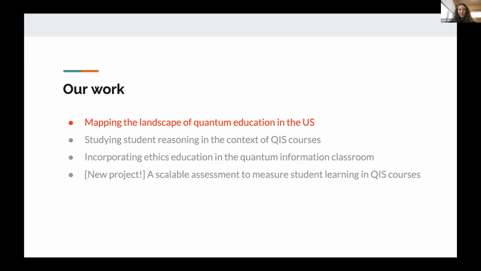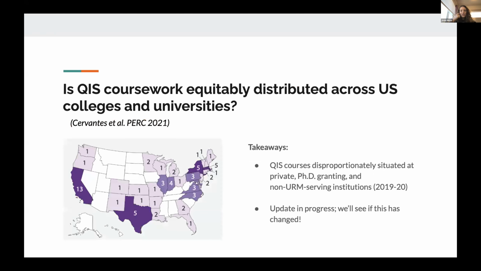So first, zooming out, landscape of quantum education in the US. So this paper is from one of my collaborators, Bianca Cervantes, asking, is quantum information science coursework equitably distributed across US colleges and universities? And sadly, the answer is not really. We've found, based on an inventory we did in 2019 to 2020, that these courses are disproportionately situated at private PhD granting institutions, and are less likely to be found at minority serving institutions, particularly underrepresented minority serving institutions such as Hispanic serving institutions and historically Black colleges and universities.